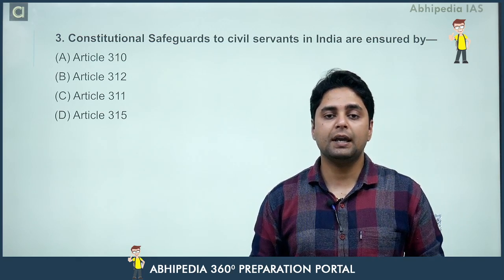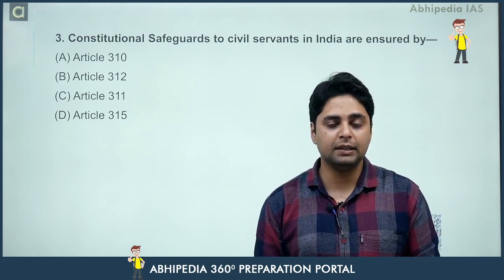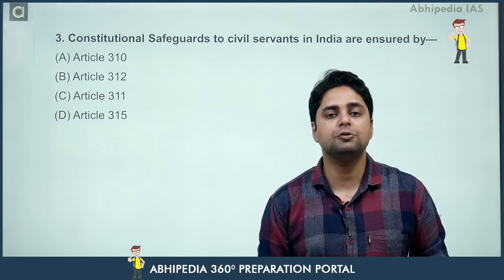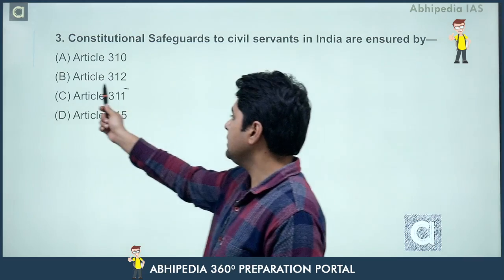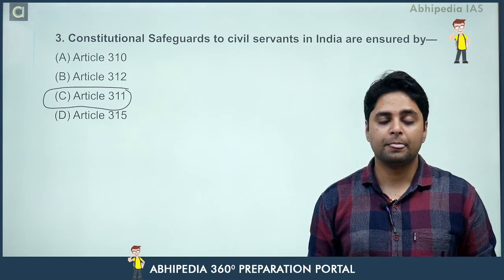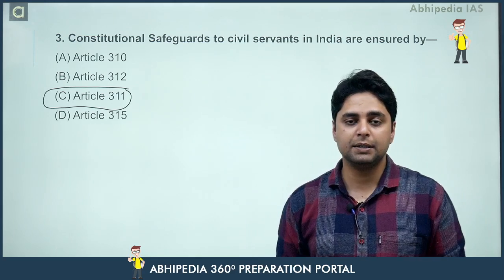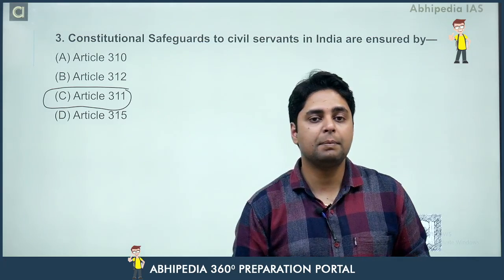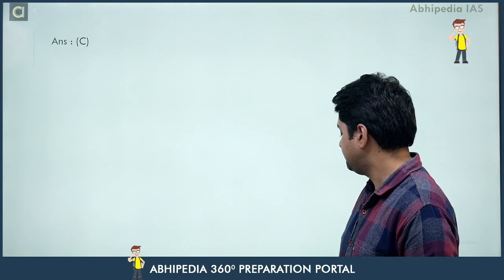For example, they cannot be removed or dismissed from service without giving them an opportunity to explain their side, which is also a principle of natural justice. But the point is, under which provision of the Constitution is this actually stated? So this is a factual question. इसका answer है C. Article 311. So some of the important articles of the Constitution you should know that are specifically related to either district administration or state administration, central administration, financial administration or personal administration. So this particularly is a part of the personal administration. C is the correct answer.